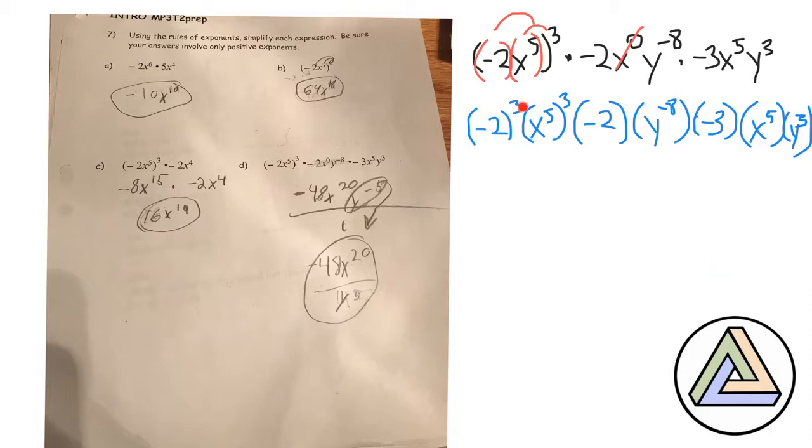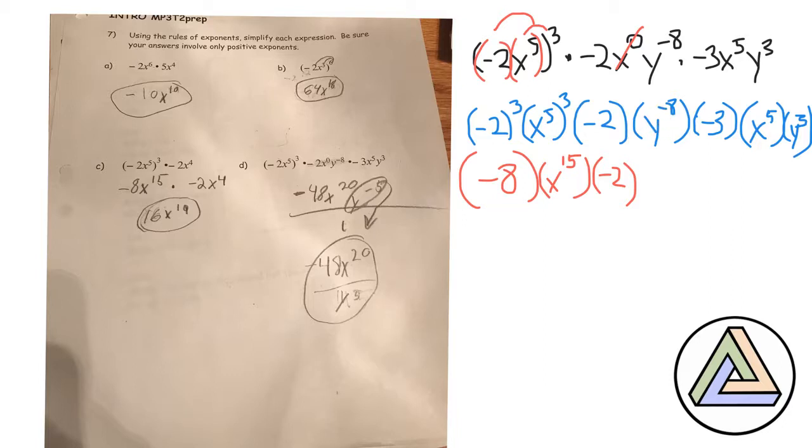So anyway, negative 2 raised to the third power, well, that is a negative number raised to an odd power. That ends up becoming negative 8. Let's keep it in parentheses. Let's see, we've got x to the 5th raised to the third power. That's going to be a matter of keeping the base, multiplying the exponents, so that's that. Negative 2 we'll just leave alone. Okay, so we've got y to the negative 8th.